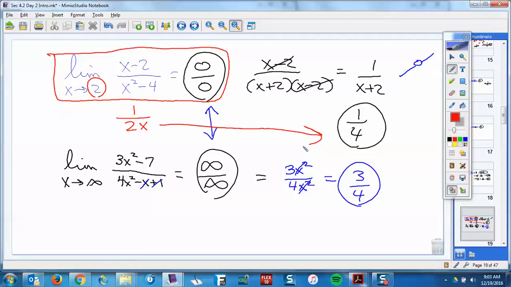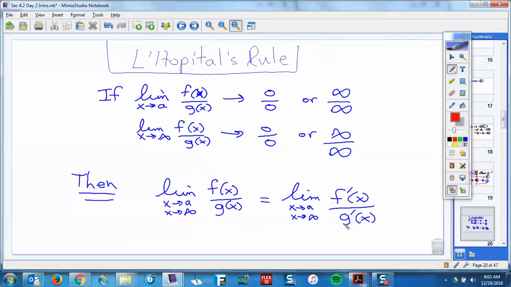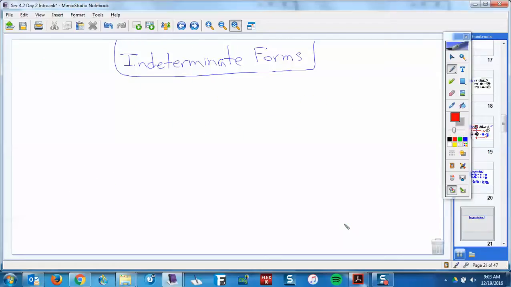No factoring needed. Really nice on those conjugate ones, even though you have square roots. But if you didn't like doing the conjugate or the bow tie, this would be a pretty good way to go. Here you got infinity over infinity. Do the derivative, you get 6x over 8x minus 1. That's still infinity over infinity. So you do the derivative again, you get 6 over 8, 3/4. Right? So L'Hopital's rule just says, if you get 0 over 0 or infinity over infinity, and that's a must-have, then you got this.